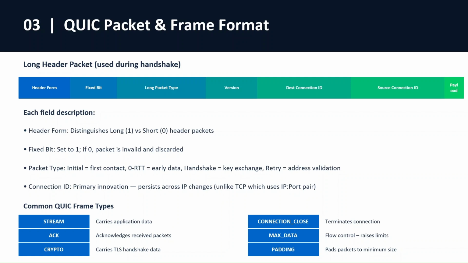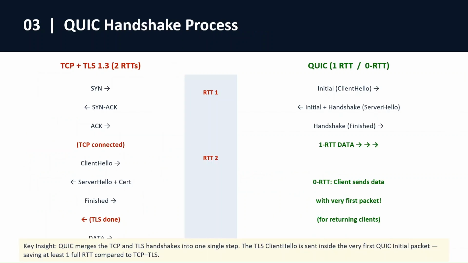The most important QUIC frame types are STREAM for the application data, ACK for acknowledgement, CRYPTO for the TLS handshake, CONNECTION_CLOSE to terminate, and MAX_DATA. MAX_DATA is for flow control, and PADDING is to meet the minimum packet size required. Moving on to the next slide.